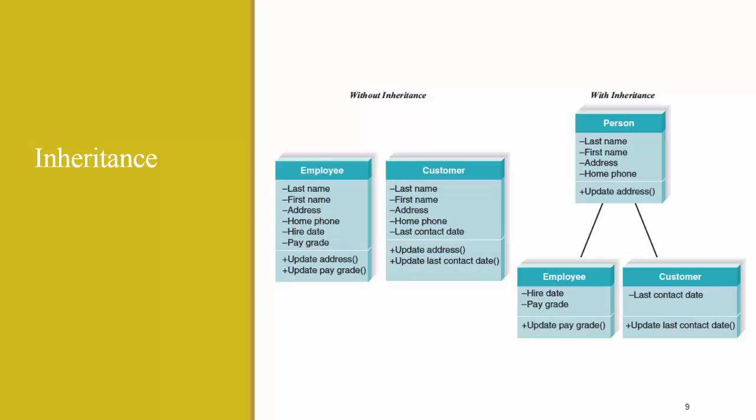Here's another example. In this example, person is a superclass. It contains attributes of last name, first name, address, and home phone. We also have subclasses employee and customer. These have the same attributes as the superclass, last name, first name, address, and home phone, but they also have specific attributes for the subclass, such as hire date and pay grade for employees, and last contact date for customers. Methods can be inherited in the same way as attributes.